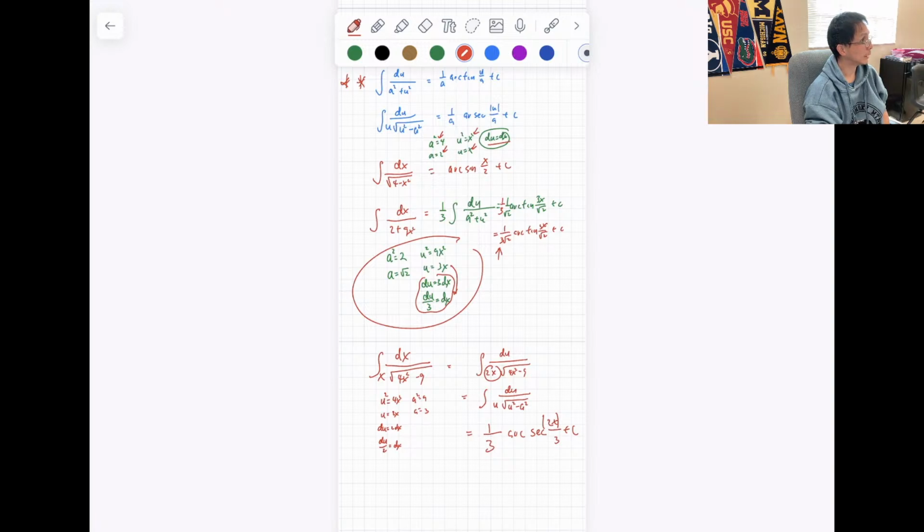Wait, I thought whenever we did du, if you had 1 over 2 or something, you just take it outside the integral. You can take it out, but you actually need this 2 there today. Because if u squared is equal to 4x squared, then u must be 2x. So you need that 2x there.